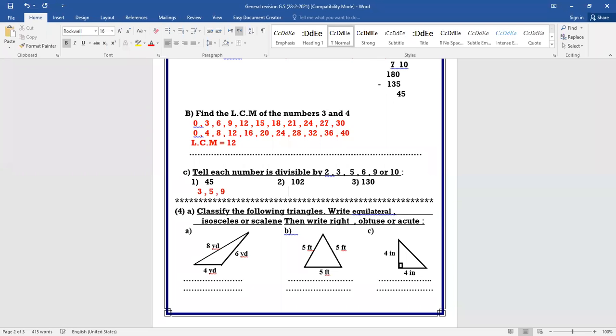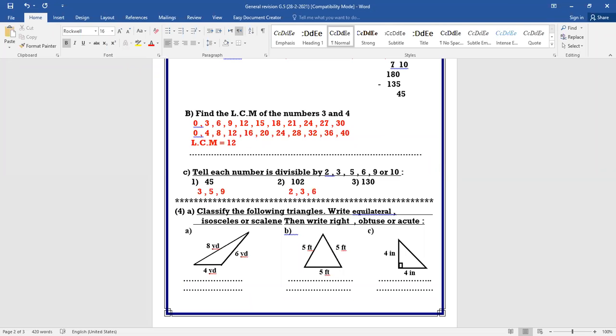Is 102 divisible by 2? Yes, it's an even number. Divisible by 3? Yes, and when we add 1 plus 2, it will be 3. This is divisible by 3. For that, it will be divisible by 6.